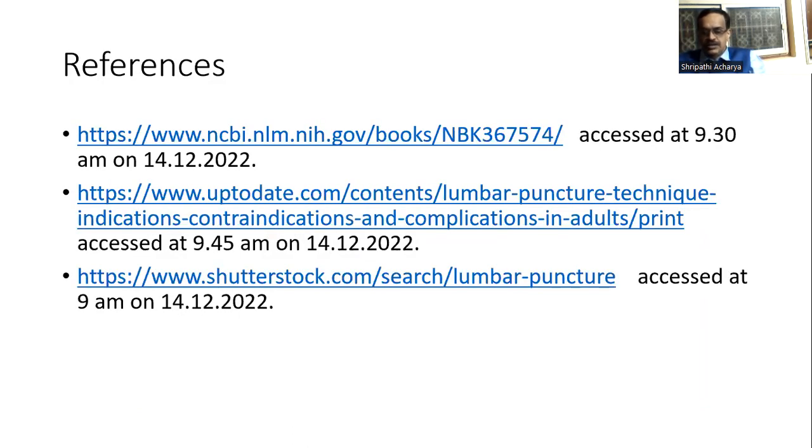These are the references. So, today we have discussed the procedure of lumbar puncture, indications, contraindications, and complications. It is used to differentiate causes of meningitis, encephalitis, tumors, conditions of increased intracranial tension, and also in anesthesia.